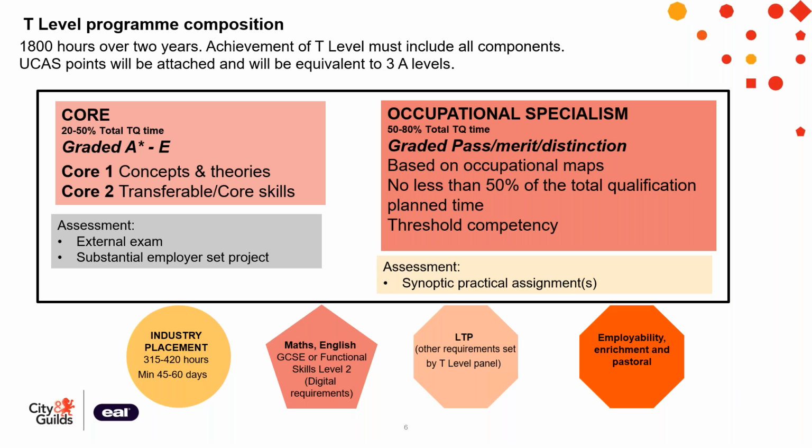Now, you can see on the slide, within the box outlined in black, there is a breakdown of the technical qualification. Now, this is the part of the T-level that City and Guilds and EAL are developing and are responsible for. The core component is between 20 and 50% of the TQ, and that focuses on the concepts, theories, transferable and core skills that are shared across the route. Now, examples of this could be health and safety, legislation and sustainability.